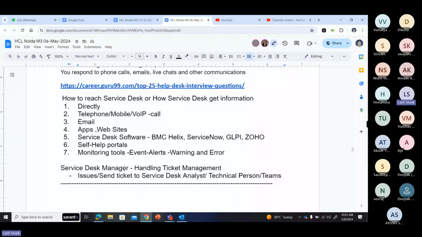Okay. And how to approach the service desk? I'm an internal customer, so I can approach the service desk directly, or I can use telephone, mobile, or voice over IP. Maybe you have seen some organizations having voice over IP phones through which we can contact. So why do we use voice over IP? If it is international calls, we use voice over IP. It is like a telephone call only, but over the internet. Okay.